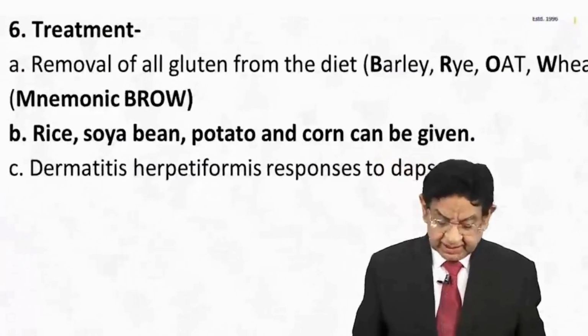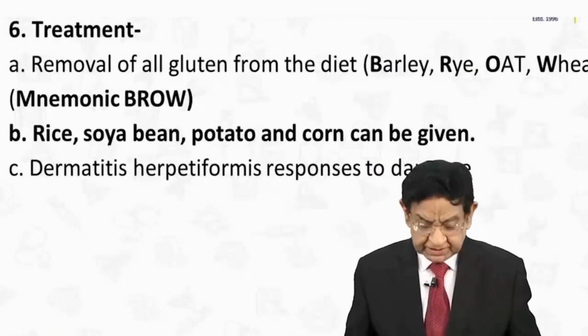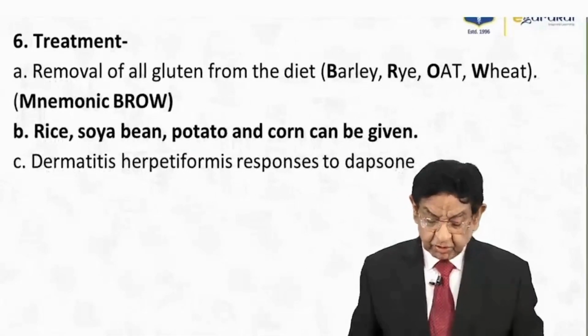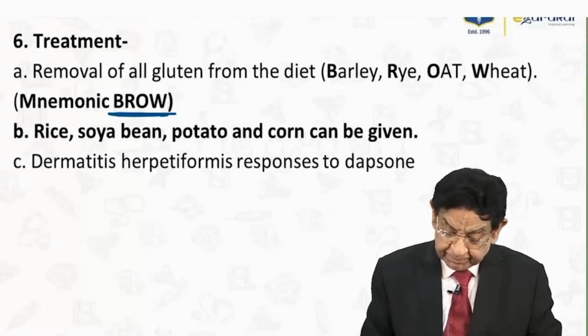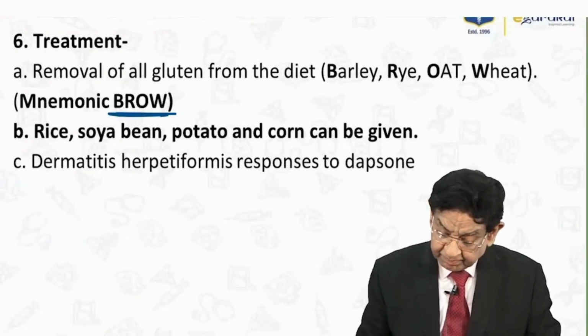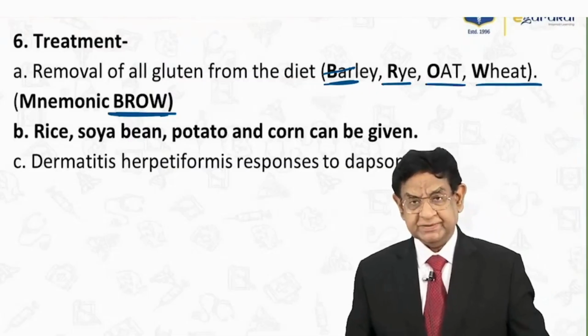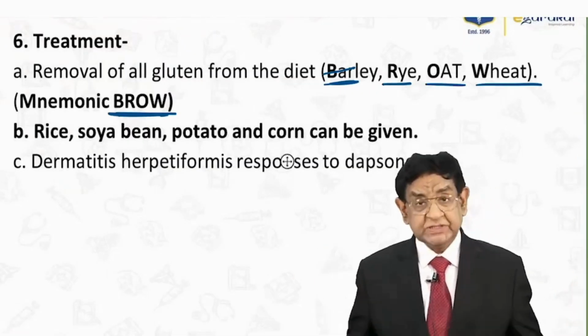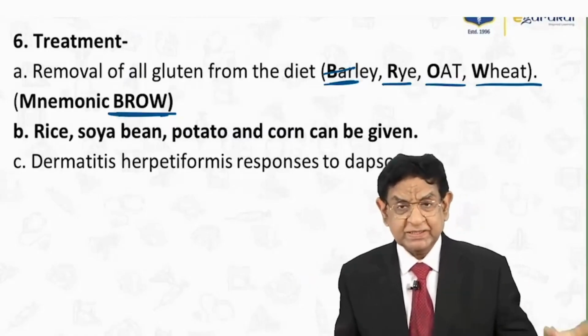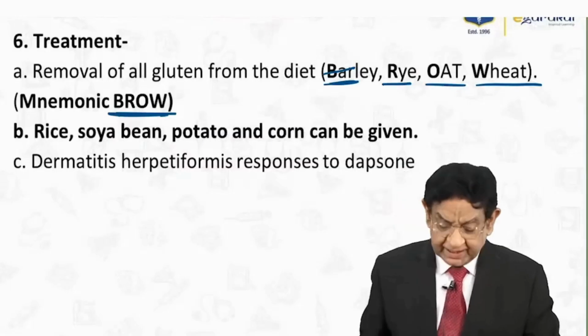Treatment, I don't think I need to talk more about treatment. You have to just stop the gluten-containing food. The mnemonic is BRO, and BRO includes barley, rye, oat and wheat, and that is the only thing. In addition, you have to give... and what now? One more question: what if the patient says, doctor, tell me what can I eat?